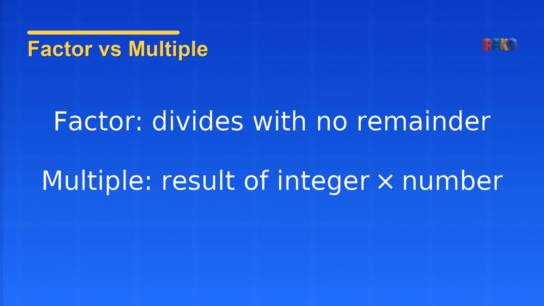A multiple is what you get by multiplying a number by whole numbers: 2 times it, 3 times it, 4 times it, and so on. Multiples grow bigger, while factors break numbers down smaller. Just remember, factors go in, multiples grow out.